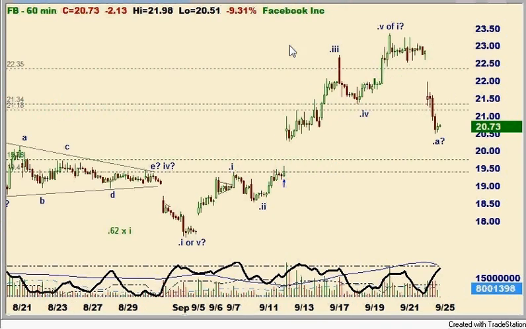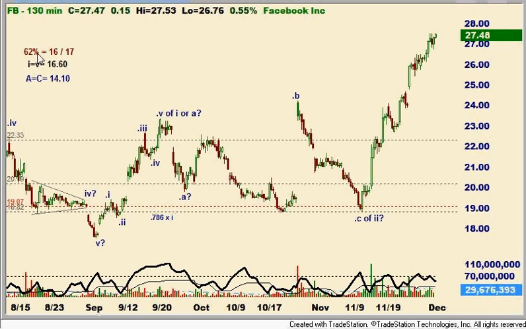Facebook. I also talked about Facebook back in late September. At that point, I was calling this leg down as A, or a part of A, looking for further corrective decline and ultimately looking for a buy. Here are the long-term targets, kind of a scatter box between 14 and 17. Actually didn't get that low. I believe the low is around 17.55.